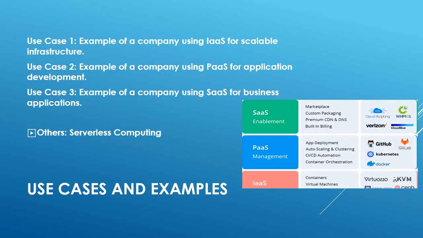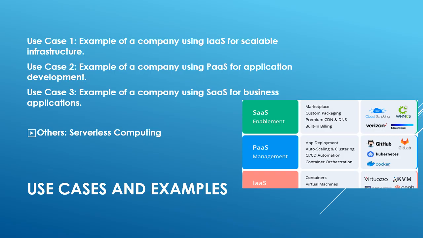All right, so now the use cases and examples. What are the use cases of cloud computing? Examples of companies that use IaaS: when you see the picture, we have some companies that use IaaS, like Virtuozzo and KVM. Many companies use IaaS, either as virtual machines or as containers, maybe, right? They could use these services. Some companies use PaaS, for example GitHub, which leverages more of the PaaS side of things.